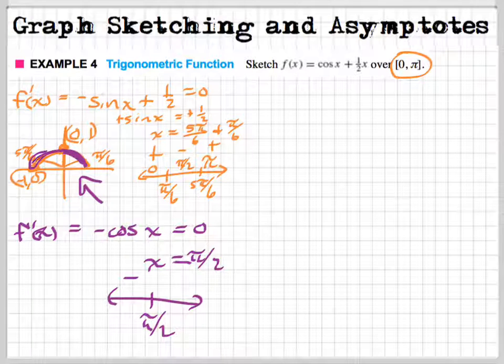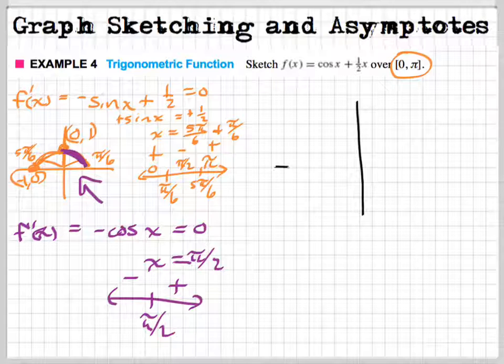Conversely, on the other side of pi over 2, all of those values would give us a negative cosine. And a negative times a negative would be a positive, so we have a positive on this side. Alright, we got a lot of information here that we can use to do our graph. Nothing's tricky.